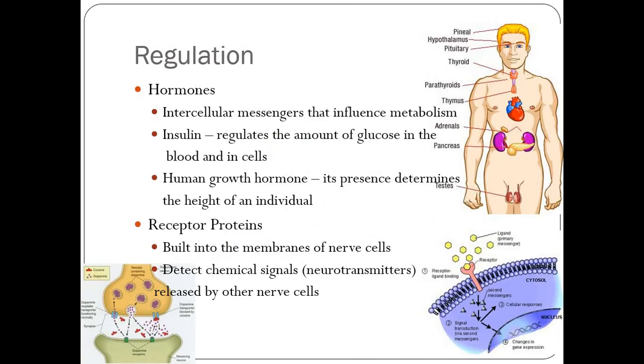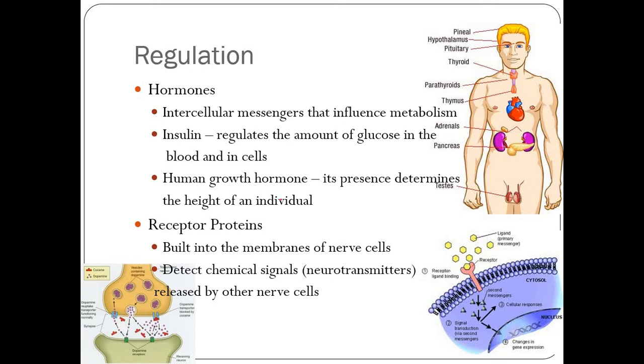Then we have regulation. So most important are hormones and receptor proteins. These hormones are actually proteins that are used for regulation of processes. So we have intercellular messengers that influence metabolism. Like we also have insulin, as you know. These are proteins that regulate the amount of glucose in the blood and in cells. We've encountered that when we discussed carbohydrates.